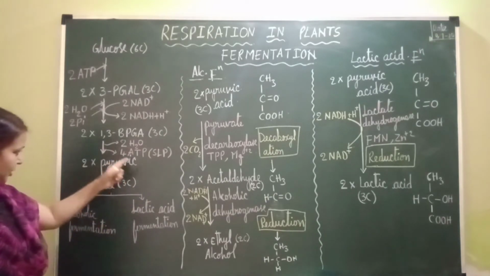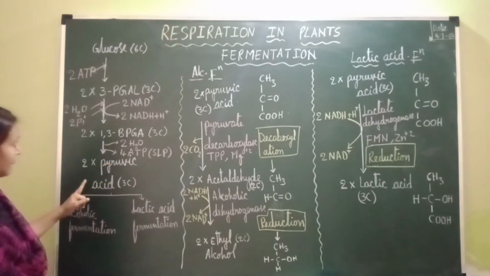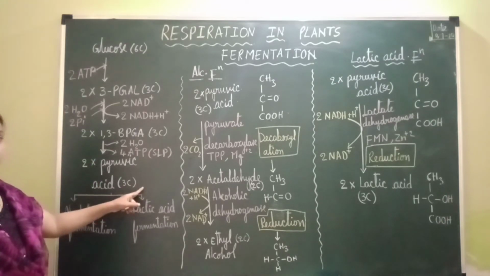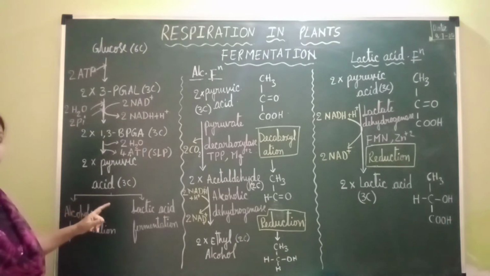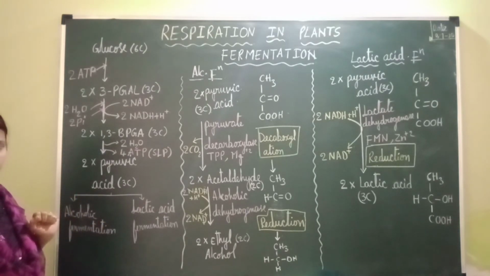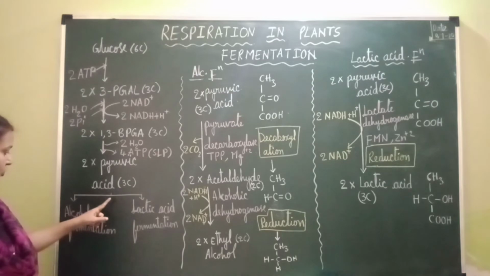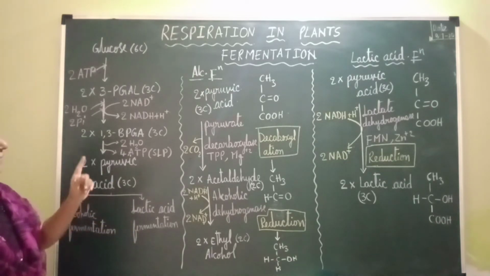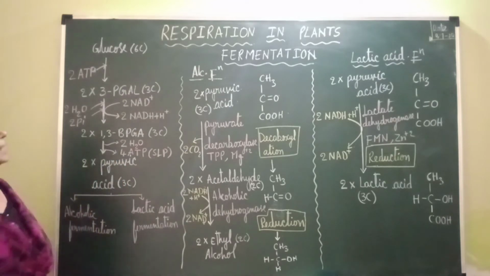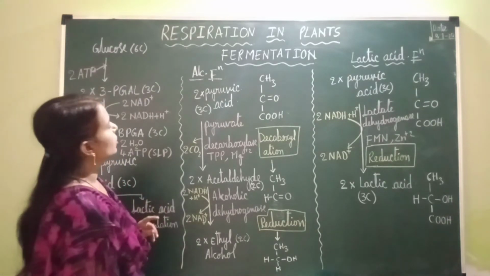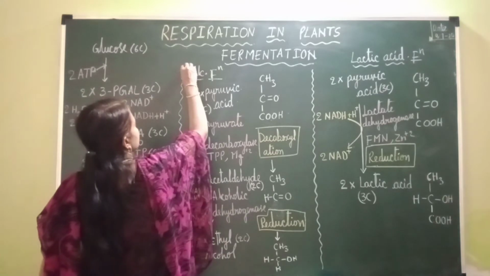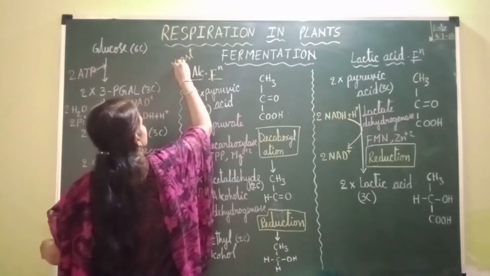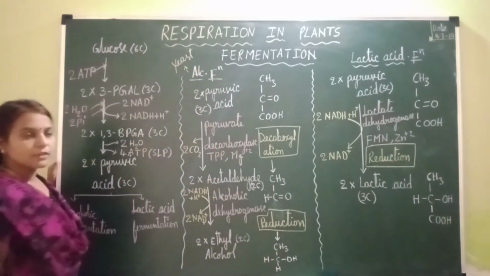Now after formation of 2 molecules of pyruvic acid by the end of glycolysis, what happens? In the absence of oxygen, these 2 molecules of pyruvic acid enter into fermentation, anaerobic respiration. This fermentation is of two types, that is alcoholic fermentation and lactic acid fermentation. Now let's study alcoholic fermentation and lactic acid fermentation. Alcoholic fermentation occurs in yeast cells and some other organisms. What is yeast? A unicellular fungus.